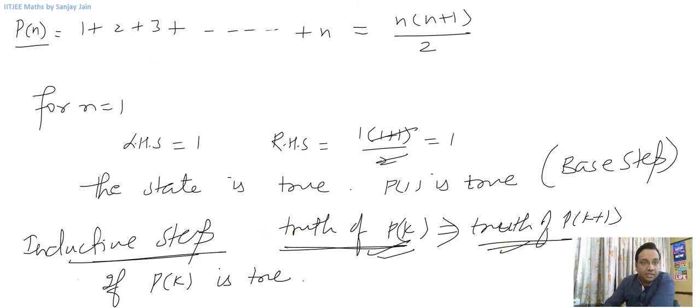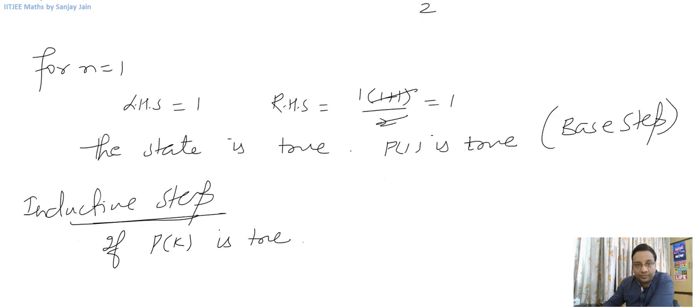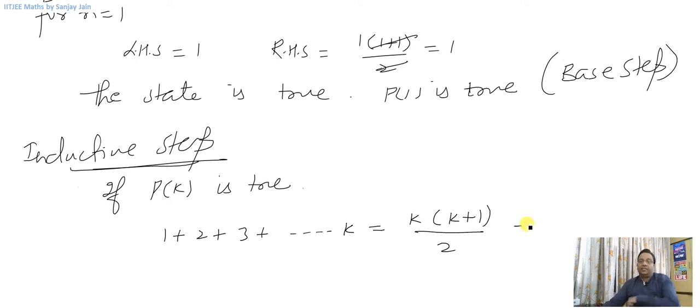Now, inductive step is that I'll assume that P of k is true. So when I assume P of k is true, what I mean is 1 plus 2 plus 3 plus up to k is equal to k into k plus 1 by 2, right? Let it be my equation number 1. Now this is something that I have assumed, that if P of k is true, then this is the statement, right?